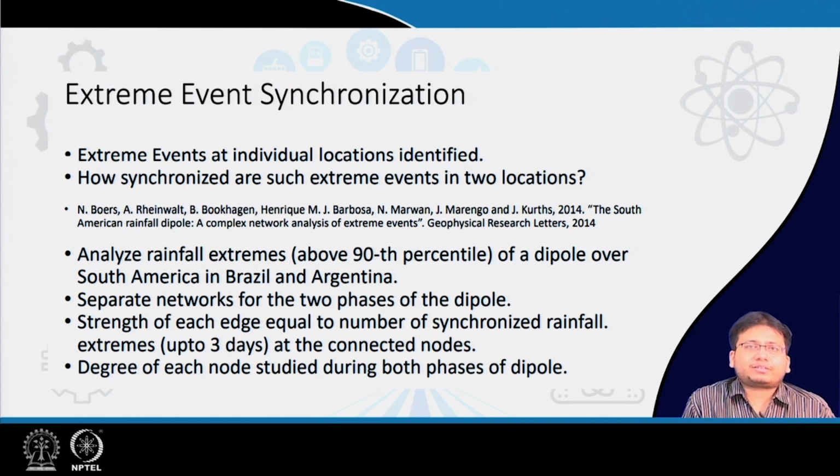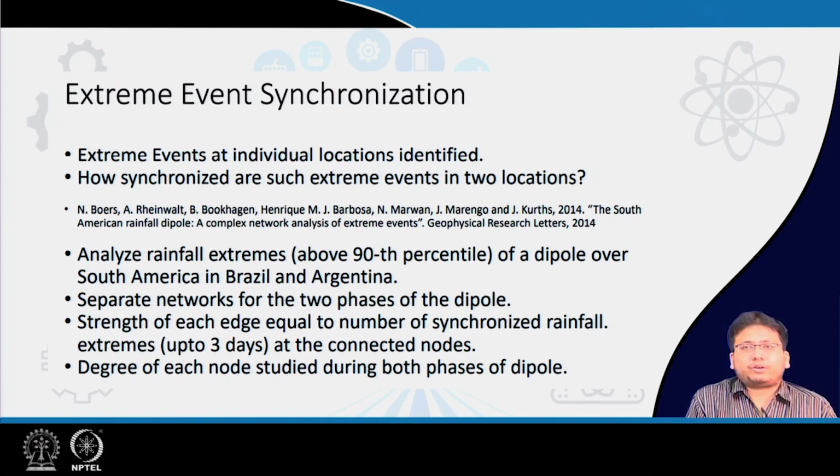Now, extreme events is something which we have already studied in a previous lecture. So, we know rainfall extremes and how to define them, and now the question is, can we identify sets of locations where extreme rainfall events are synchronized? That is, we can say that if an extreme rainfall happens in one location, then within 2 or 3 days another extreme rainfall event will happen at another location.